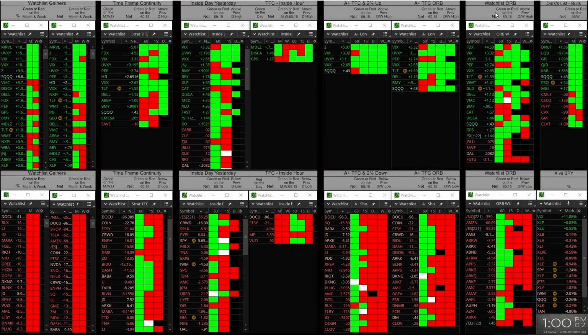So we started looking at this watch list just in general, and does it have an opening range breakout? Okay, and that's what this is. Again, it's sorted by net. And again, this is telling you, is it green on the 16 and the 15? And is it above the previous day and week high? Okay.